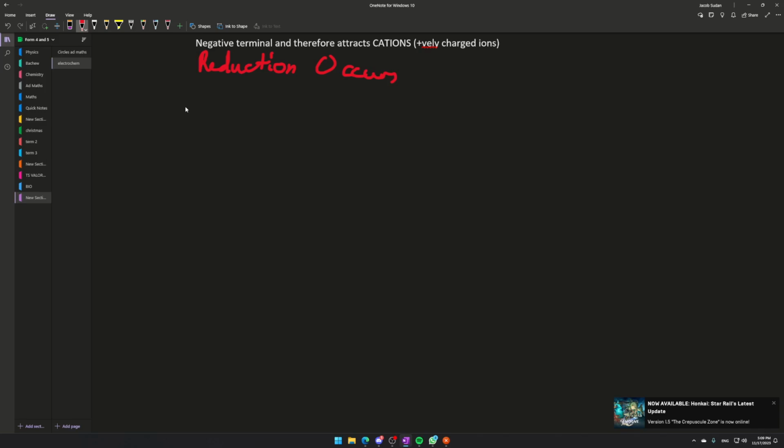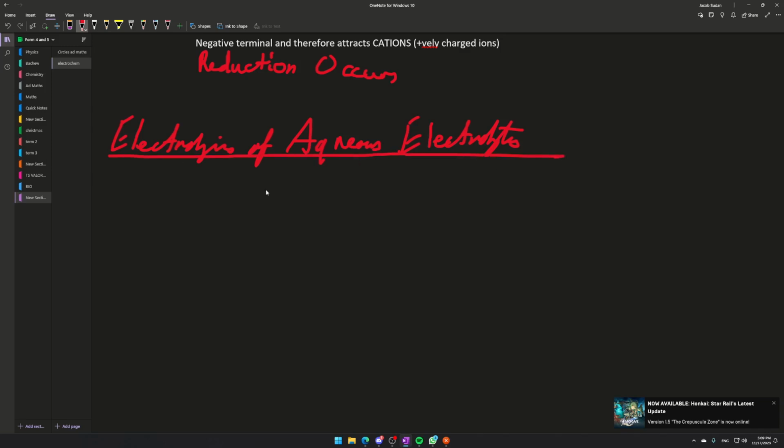So now we're going to go into the electrolysis of aqueous electrolytes. Aqueous electrolytes will always have 2 sets of cations and anions in them, because aqueous means it was dissolved in water. So the water ionized, and therefore H plus and OH minus will always be present in an aqueous electrolyte.